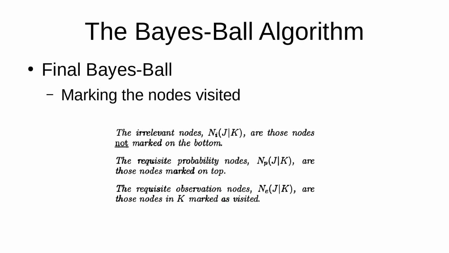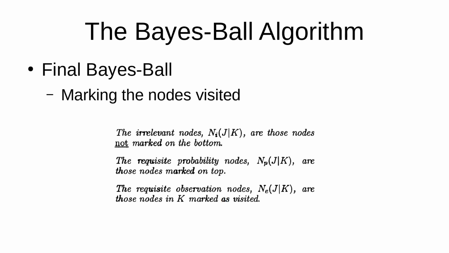The final version of the Bayes-Ball algorithm maintains a list of nodes to be visited from parents and from children, and only visits the same arc in the same direction once to terminate the infinite loops that may occur in the simpler version of the algorithm. This is achieved by marking the nodes visited. Specifically, the algorithm marks the top of a node when the ball is sent to the node's parents, and it marks the bottom of the node when the ball is sent to the node's children.